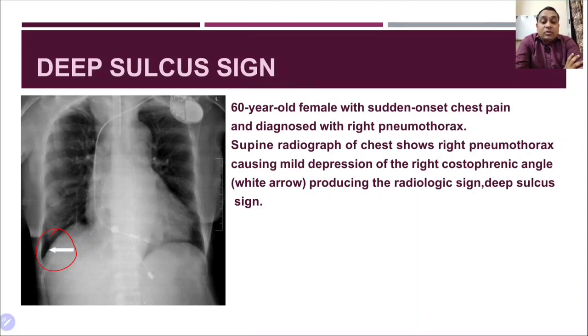So I hope you all understand the deep sulcus sign and you will now be able to identify the deep sulcus sign, so that it will help in the diagnosis. Especially in a supine chest X-ray, it is very difficult to identify pneumothorax. So when you identify the deep sulcus sign, it will be easy to diagnose pneumothorax in the supine chest X-ray.